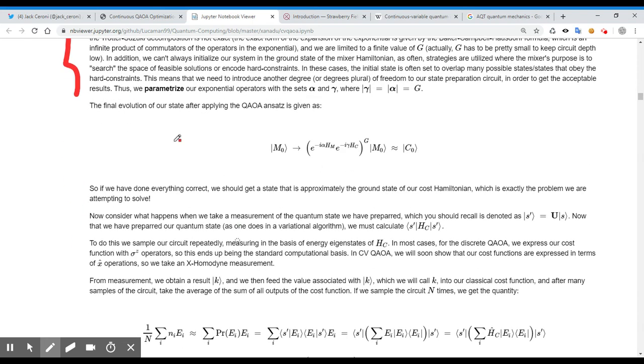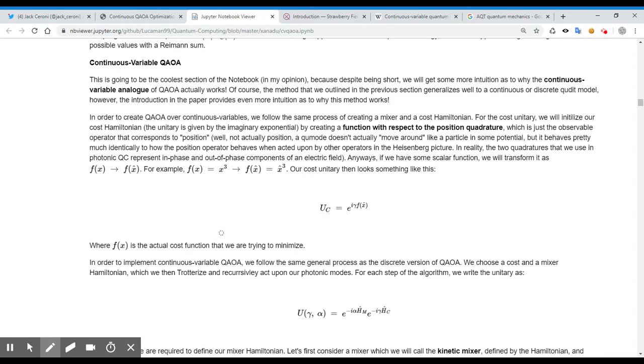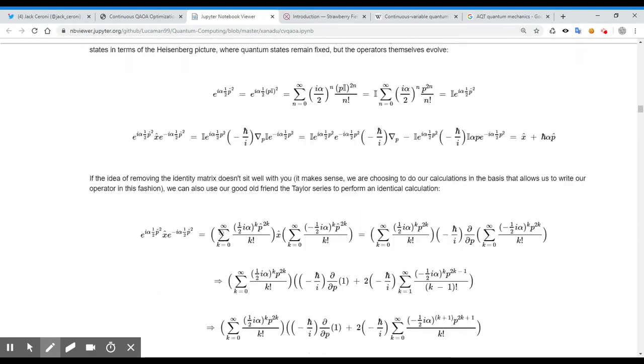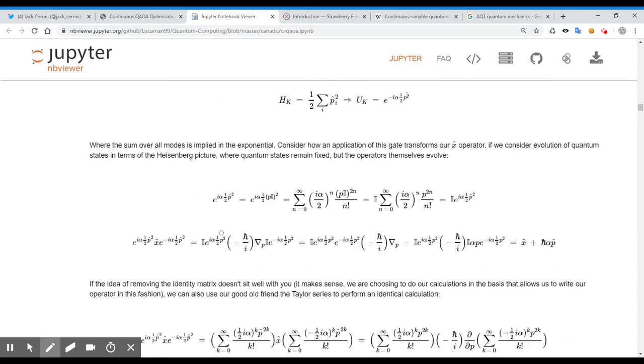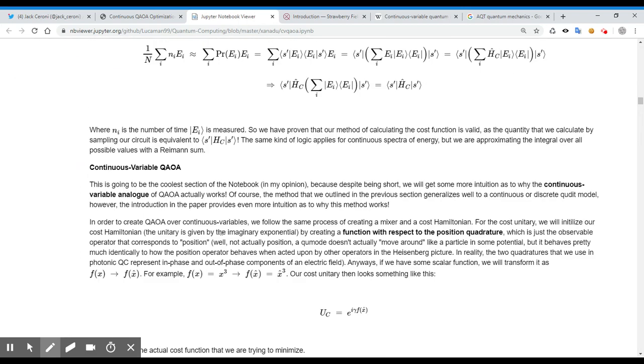The final evolution of our state after applying QAOA is given by this. So if we've done everything correctly, we should get a state that is approximately the ground state of our cost Hamiltonian, which is exactly the problem we're attempting to solve. And then we got CVQAOA. Okay, but before we dive into this, let's just let that sink in for a bit.